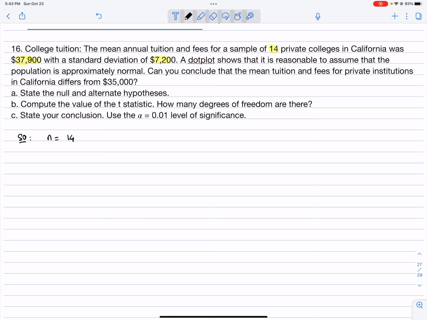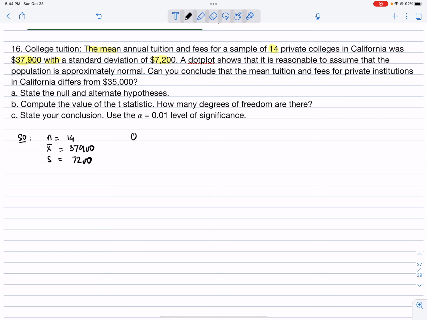The mean, they're talking about the mean for 14 private colleges, was 37,900. So that will be X bar, because that is the mean for the 14 private colleges. That is the sample mean. And the standard deviation, the word with mean connects with the whole sentence. They're talking about the 14 private colleges. So that is a sample standard deviation.